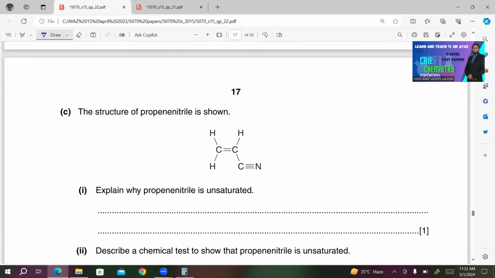Moving to next question. The structure of propene nitrile is shown. This is the structure. One, explain why propene nitrile is unsaturated. It has a carbon-carbon double bond.